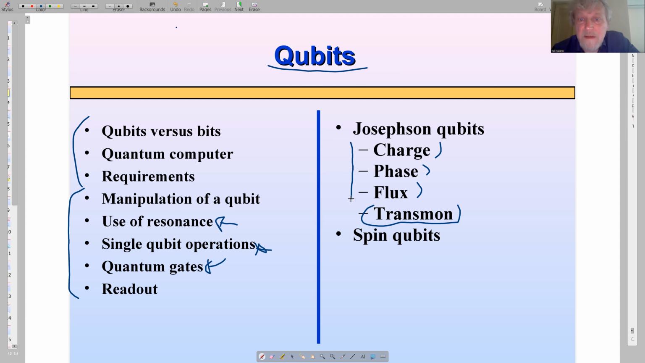And I will address a spin qubit shortly. So both Josephson qubits and spin qubits are under active consideration in experimental groups here in Delft. So that will be a short introduction to their activities.